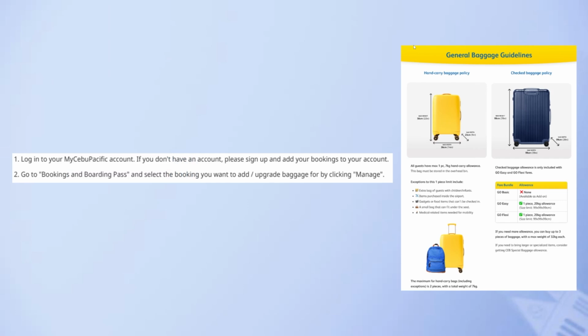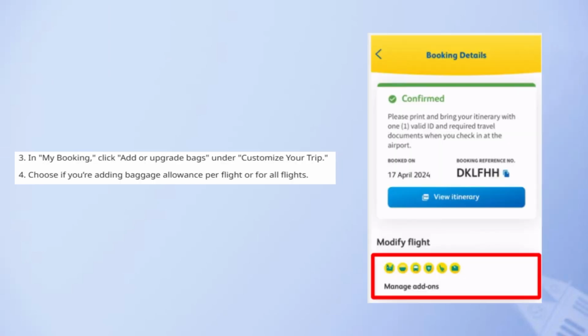First, log into your My Cebu Pacific account. If you don't have an account, please sign up and add your bookings to your account. Then, go to Bookings and Boarding Pass and select the booking you want to add or upgrade baggage for by clicking Manage. In My Booking, click Add or Upgrade Bags under Customize Your Trip.